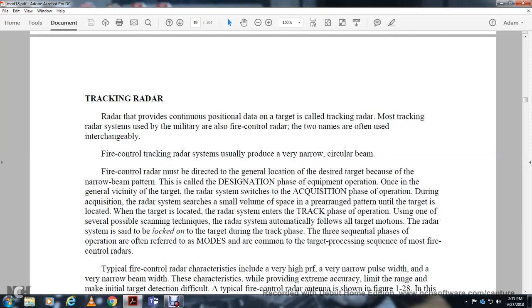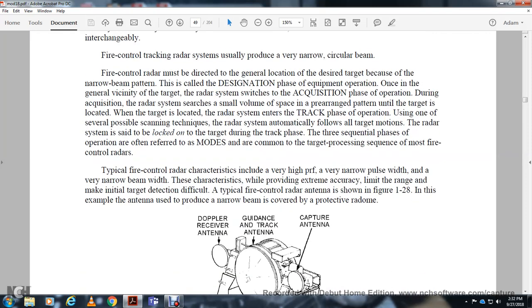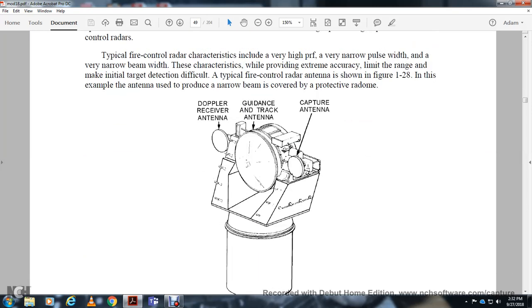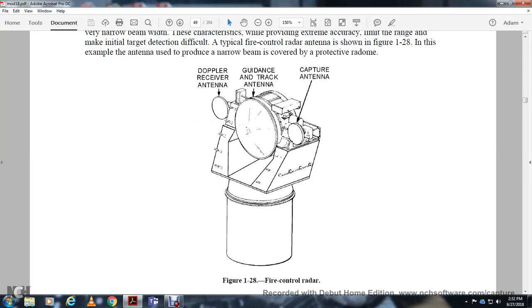These are referred to as the modes, or the target processing sequence, for the more fine control radars. Typical fire control radar characteristics include very high pulse repetition frequencies, very narrow pulse width, and very narrow beam width, providing extreme accuracy for range and deflection. A typical fire control radar antenna is shown in figure 128. In this example, the antenna is used to produce the narrow beam and is covered by the protective dome. Figure 128 shows the fire control radar, the Doppler receiving antenna, the guide track antenna, and the capture antenna.